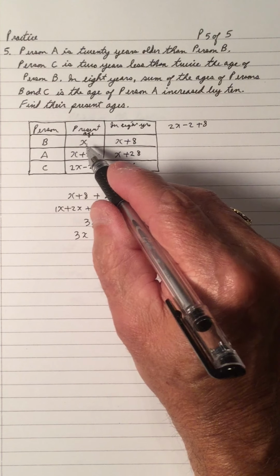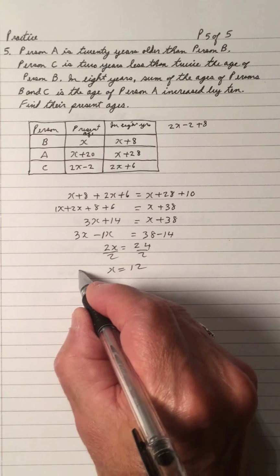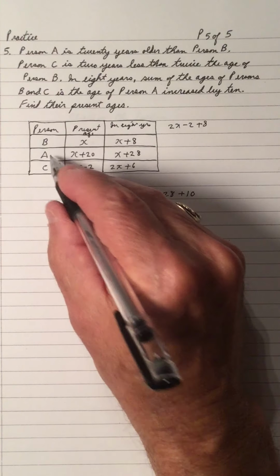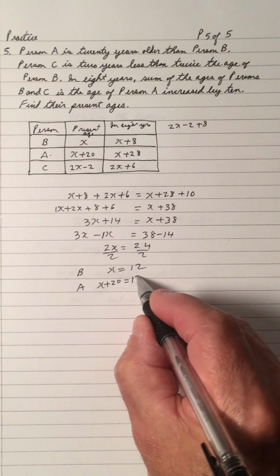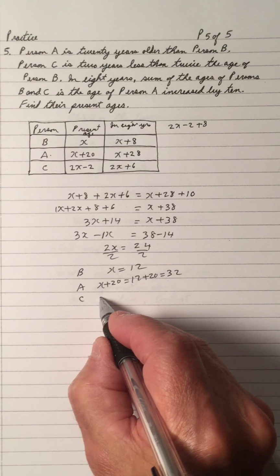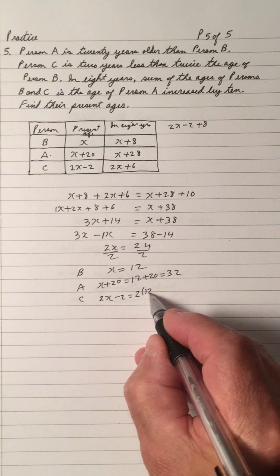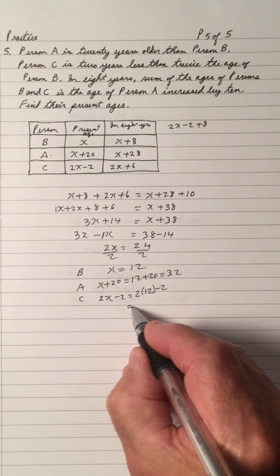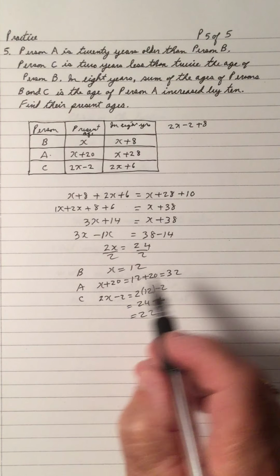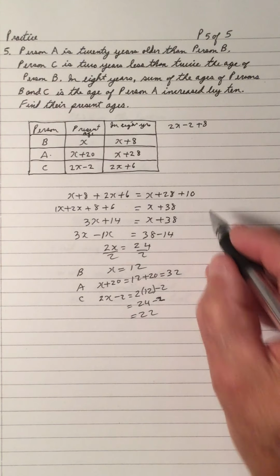Now, we're looking for the present ages, not the ages in 8 years. It says they want their present ages. So, who's X? X is person B. And now we have to do X plus 20, and that's person A. Keep track of it. So it's 12 plus 20 is 32. Then we have to do person C, which is 2X minus 2. So that's 2 times 12 minus 2, and that's 24 minus 2. That gives me 22. So person B is 12, person A is 32, person C is 22.